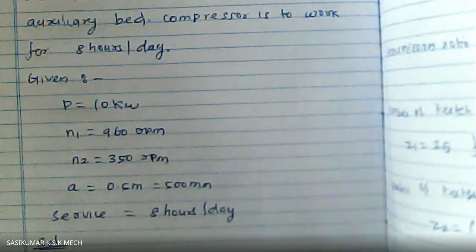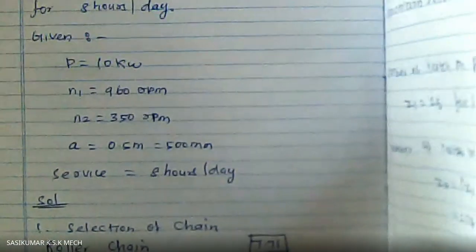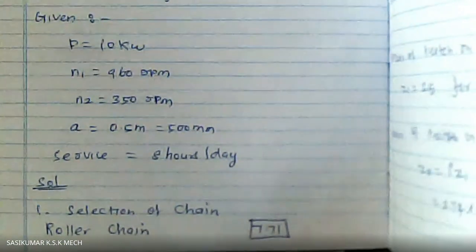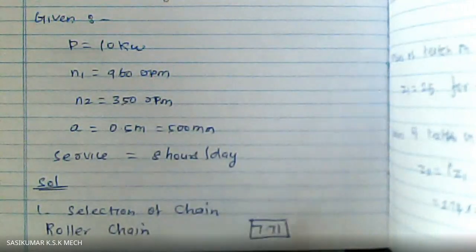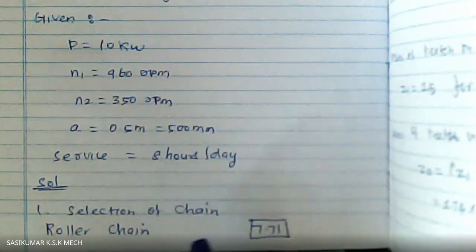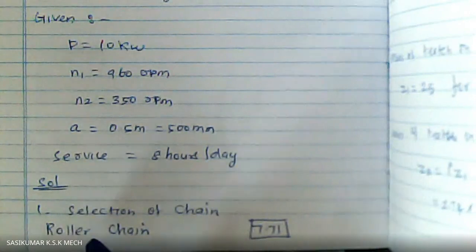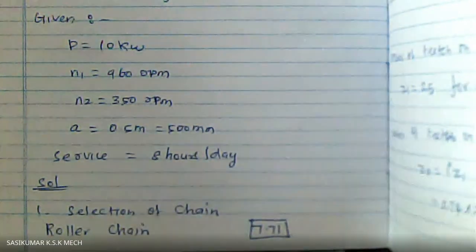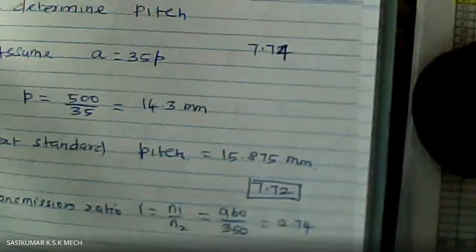Okay, so the first step in the design of a chain drive is the selection of chain. So from page number 7.7 on, you have to select either roller chain or bush chain. Here I have selected roller chain. So that is the first step.